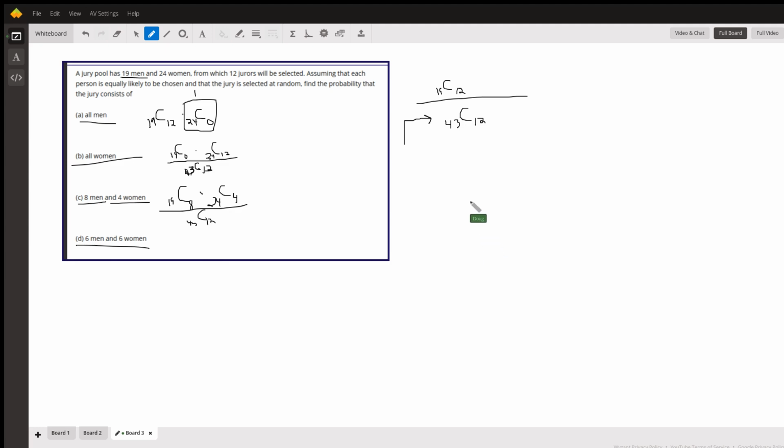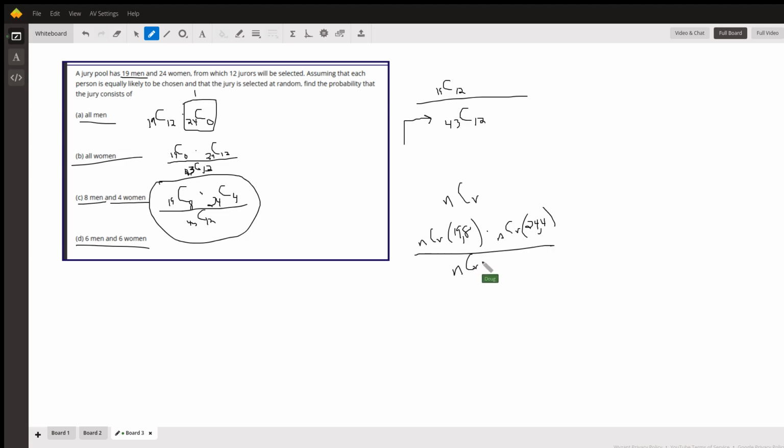Okay. So if you go to Desmos and you want to type in this, for example, Desmos has a function that looks like this. You can actually type nCr, or you can go to the function menu and put in 19, 8. That's how you do it on Desmos. And so it would be times nCr 24, 4 divided by nCr 43, 12.